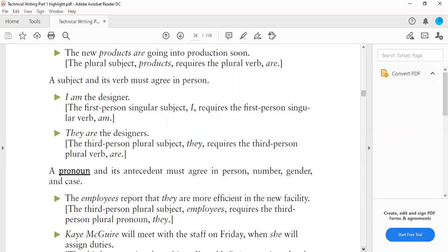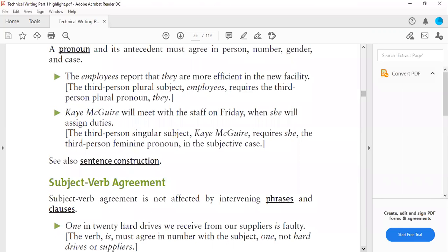A pronoun and its antecedent must agree in person, number, gender, and case. The employees report that they are more efficient in the new facility. So the third person plural subject employees requires a third person plural pronoun they. So why do we use they? Because we have employees.